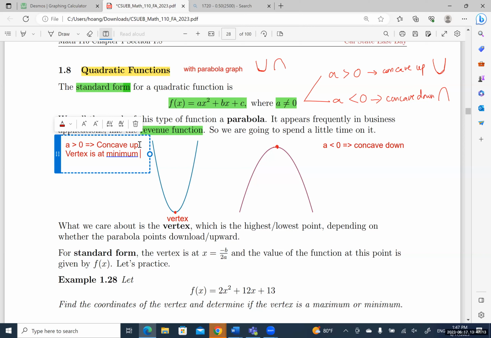Right, is a minimum or is a minimum value of function.